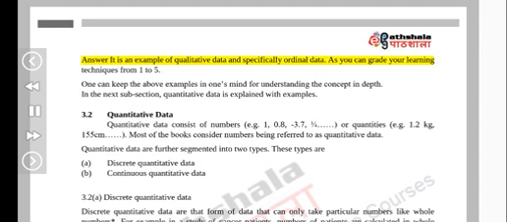Answer. It is an example of qualitative data and specifically ordinal data, as you can grade your learning techniques from 1 to 5. One can keep the above examples in one's mind for understanding the concept in depth. In the next subsection, quantitative data is explained with examples.